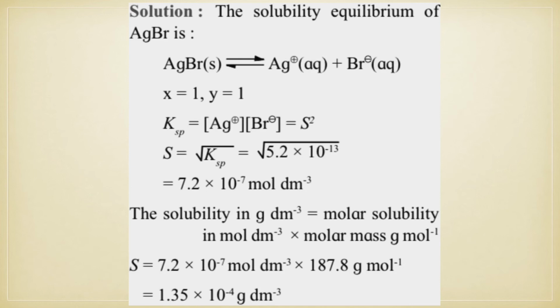By using that formula, we can find out the value for Ksp. Therefore, x raised to x is equal to 1, y raised to y is equal to 1, and s raised to 1 plus 1, equal to 2. So, Ksp is equal to s square. So, s square is equal to Ksp. Therefore, I can say s is equal to square root of Ksp.